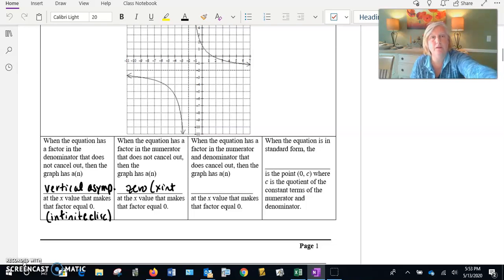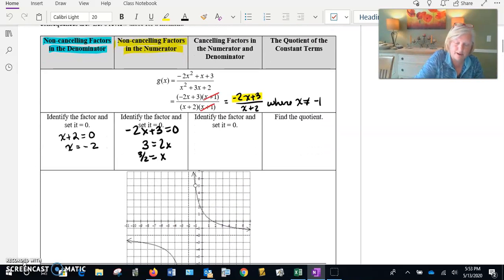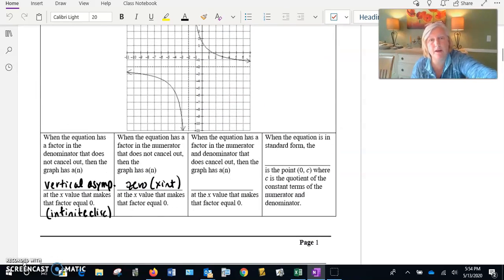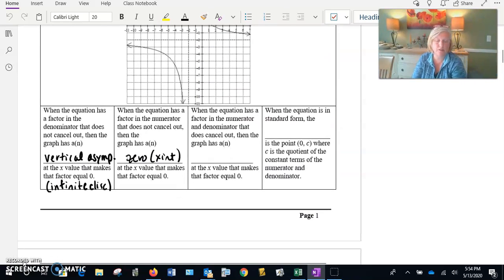All right, let's come back up here to the top. Now we're looking at canceling factors in the numerator and denominator, the ones that we took out, which would be this x plus 1. I'm going to highlight that in pink for you. So x plus 1 equals 0, or x equals -1. And we're going to remind you, coming down at the bottom, that when the equation has a factor in the numerator and denominator that does cancel out, then the graph has a hole at the x value that makes that factor equal to 0. This is called a point discontinuity.